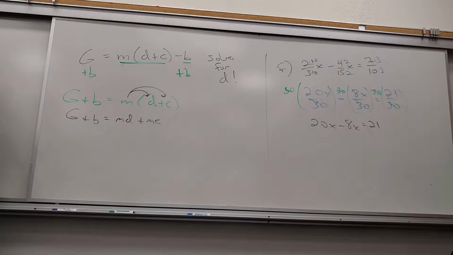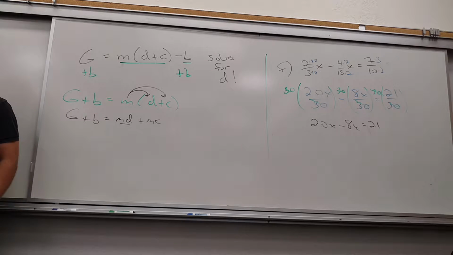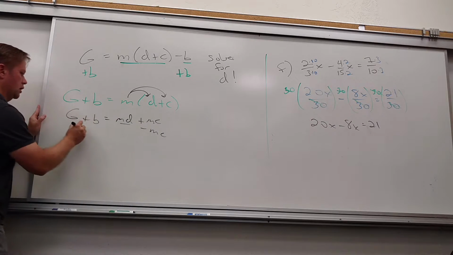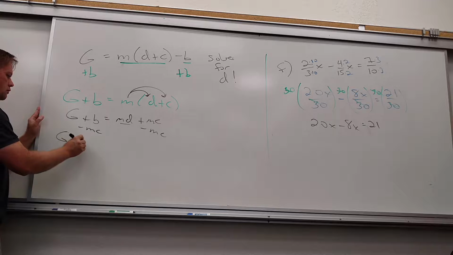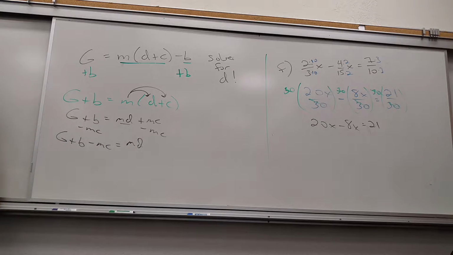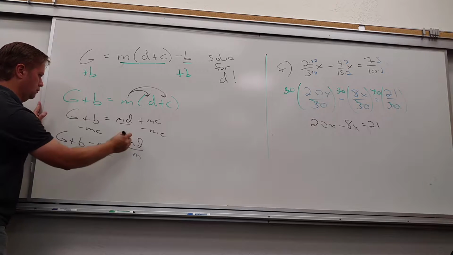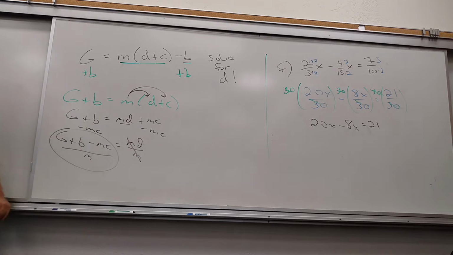And now I do the same thing. Which term has my variable in it? This one. So let me get rid of the other term. Subtract MC. Get out of here, MC. Now you're 1 step away. Divide by M. I love it. If you do enough of these, you start to realize there's a very definite pattern to how these work. So D equals this business.